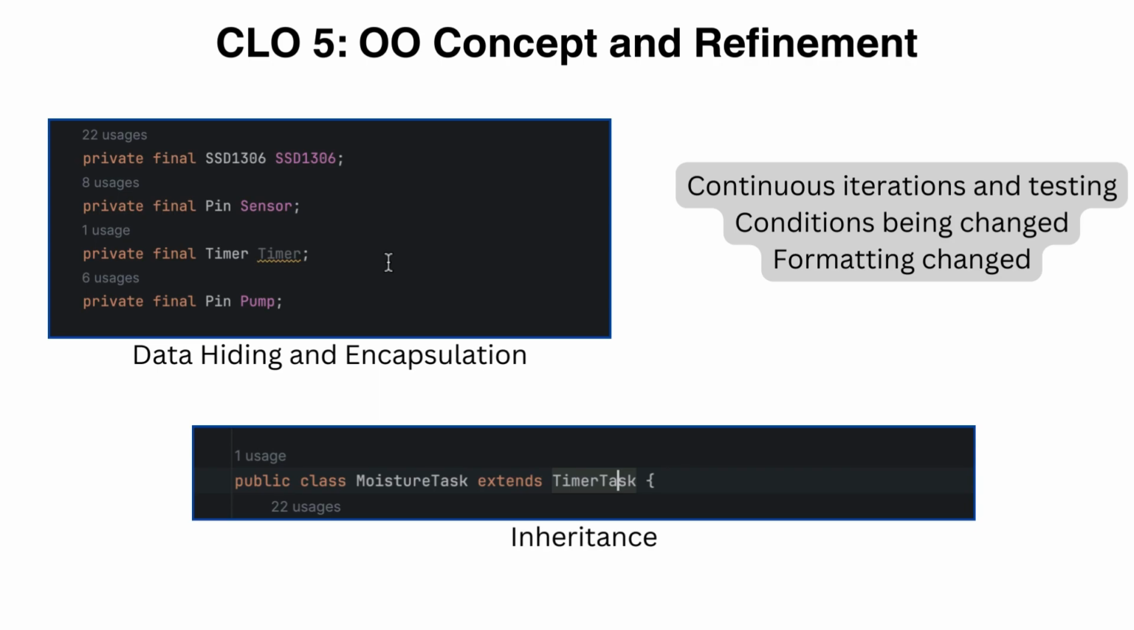I also use inheritance by using the keywords extends TimerTask, which means my moisture task inherits behaviors and properties from the TimerTask. I also refined my code with continuous iterations and testing, which led to conditions being changed and formatting for graphs and the OLED being changed.